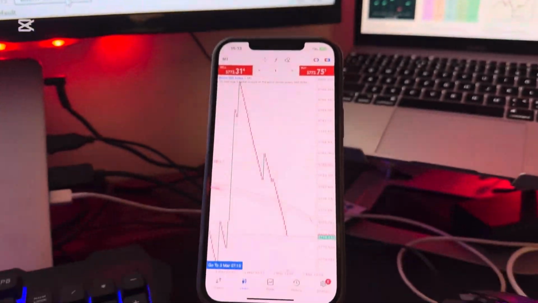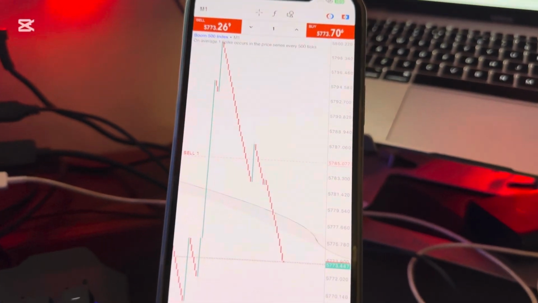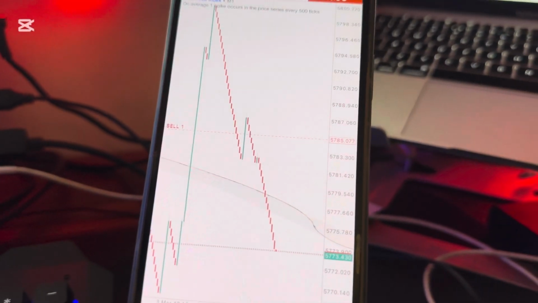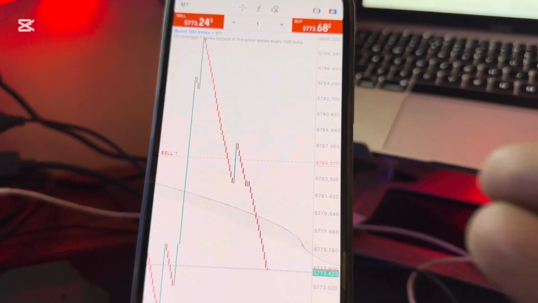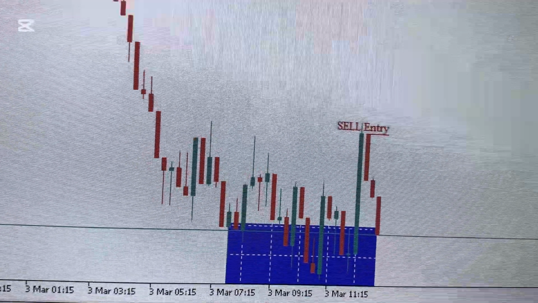Let me show you how it looks in the 1 minute time frame. For those of you that like scalping and putting all those high lot sizes, if you can afford to risk that, this would be great, because imagine just getting all these ticks for free, right? So let's close that trade and move on.